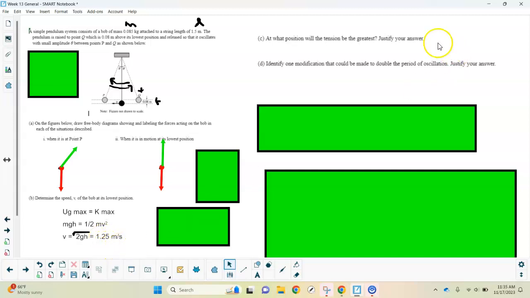The next two questions, it says at what positions will the tension be the greatest, and then identify one modification you can make to double the period of oscillation.